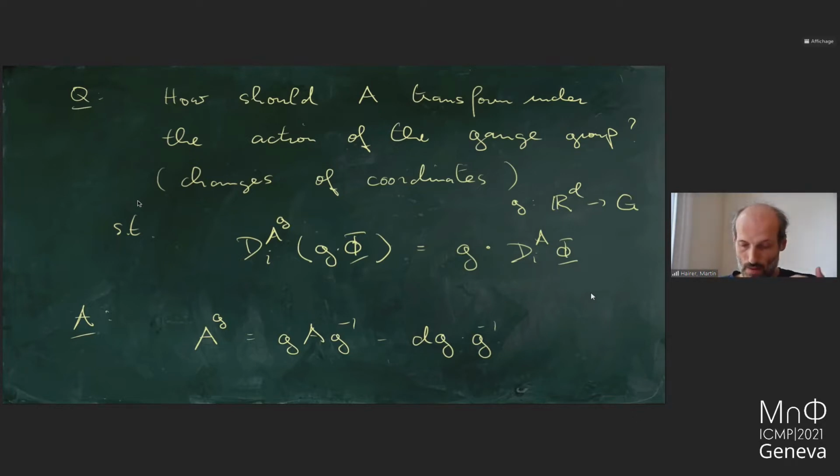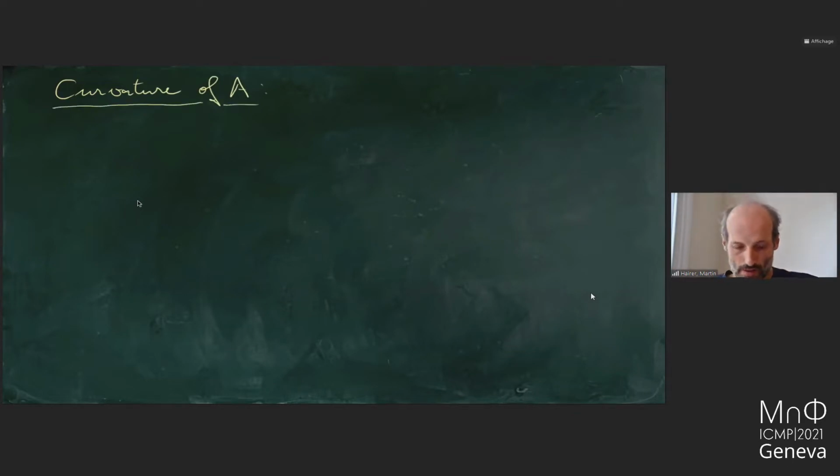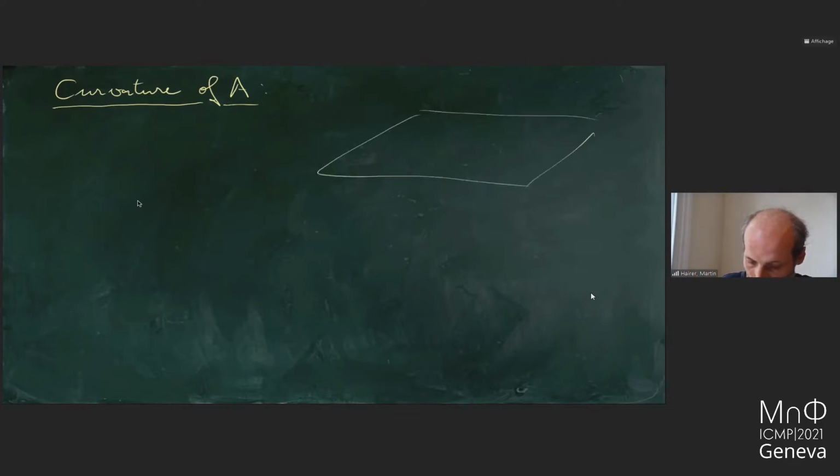Okay, so before we go to actually define Yang-Mills theory, we need one last ingredient, which is, given such a connection A, we need to define the curvature of a connection. Let me try to just explain the intuition of what the curvature is. Remember the setting: you have your underlying space-time, which is just some copy of R^D, and then at every point you have a fiber, which is a copy of G.